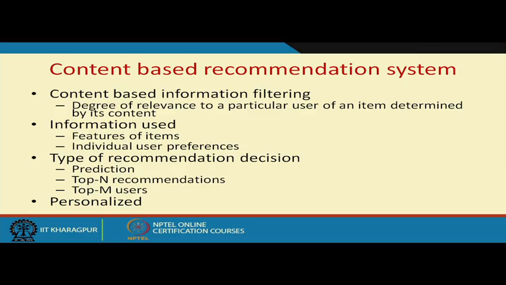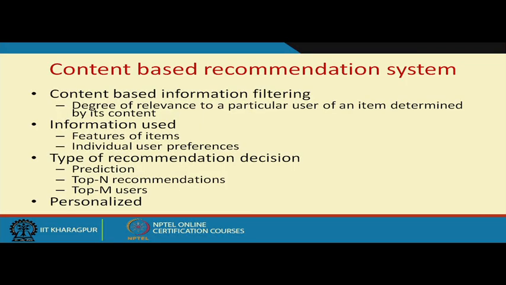So, remember that matrix, in that matrix and two different types of vectors we had, the user vector, item vectors and the preference matrix. So, here the information used is the feature of the item, that is those feature vectors and the preference matrix. The kind of recommendation generated: prediction, top N recommendation, top M users, and it is a personalized recommendation scenario.